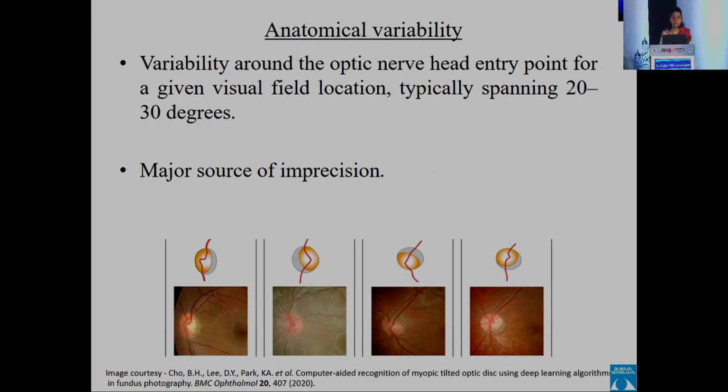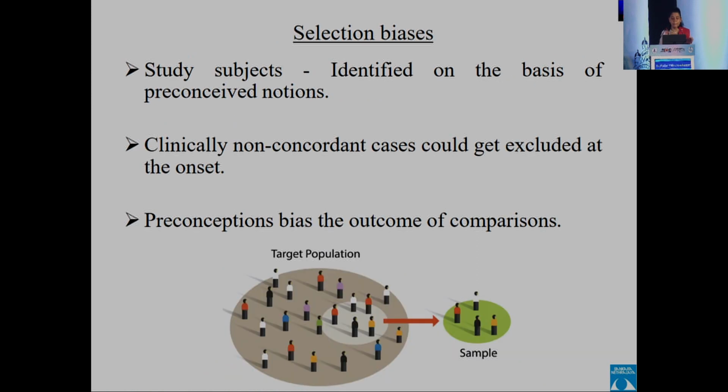Also, as every human being is unique, every optic nerve inserts in a unique way. So there is anatomical variability, which is a major source of imprecision. Selection bias: when we decide to study structure function, what we are going to do is select patients with glaucoma whom we understand to have a structural damage or functional damage.